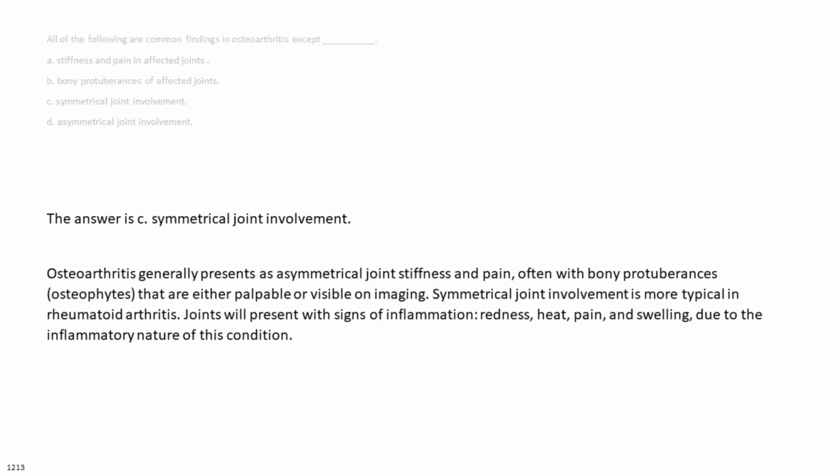The answer is C. Symmetrical joint involvement. Osteoarthritis generally presents as asymmetrical joint stiffness and pain, often with bony protuberances, osteophytes, that are either palpable or visible on imaging. Symmetrical joint involvement is more typical in rheumatoid arthritis. Joints will present with signs of inflammation, redness, heat, pain, and swelling, due to the inflammatory nature of this condition.